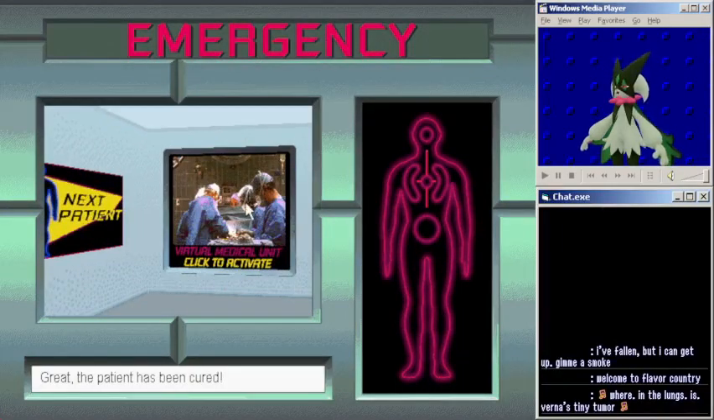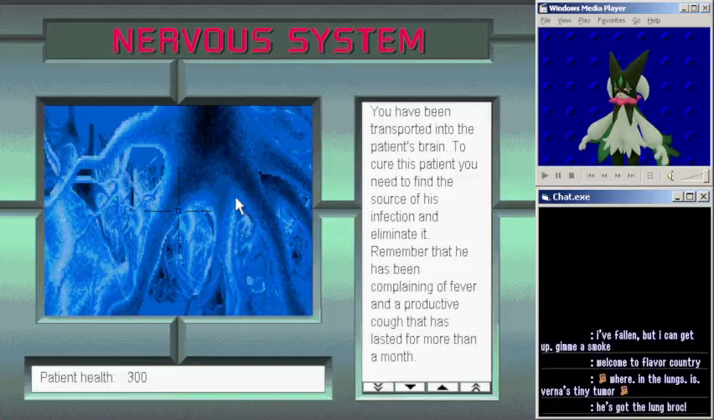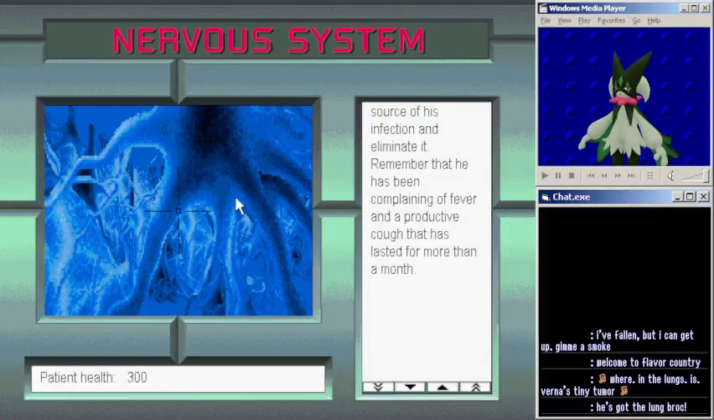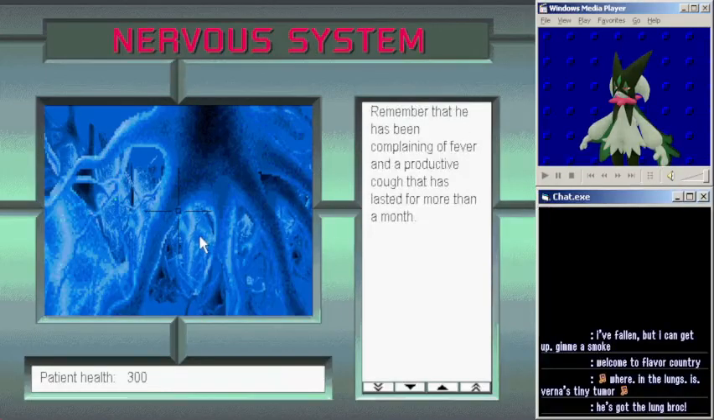Time to operate. You have been transported into the patient's brain to cure him. This patient, you need to find the source of his infection and eliminate it. Remember that he has been complaining of fever and a productive cough that has lasted for more than a month.